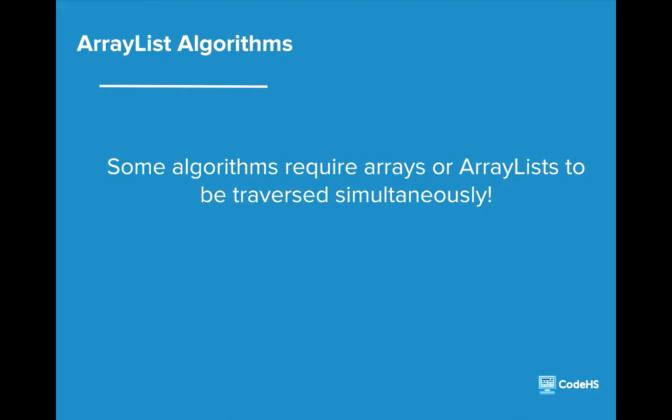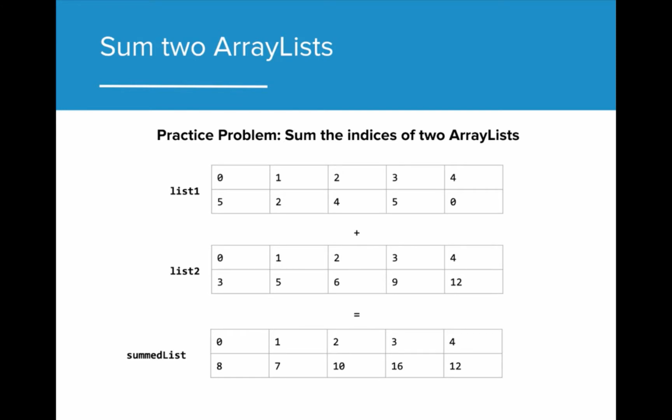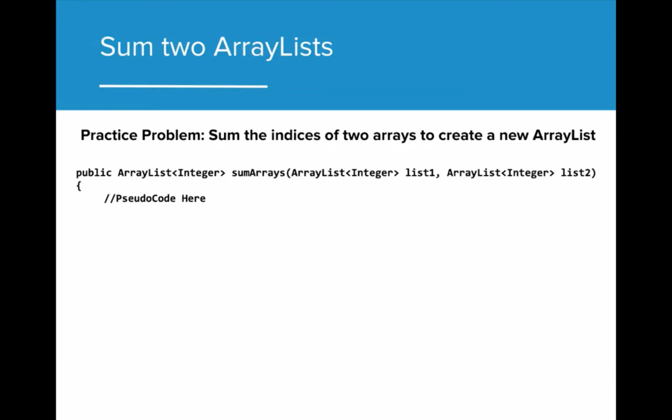Some standard algorithms also require arrays and ArrayLists to be traversed simultaneously. For example, if we wanted to sum the indices of 2 ArrayLists, we could do so by traversing both of the ArrayLists at the same time. Let's take a look at how we could do that. First, let's start by creating a sumArrays method declaration that takes the inputs list1 and list2, which represent 2 ArrayLists of integers. Before moving on, can you figure out what steps we would need to take in order to implement this method?